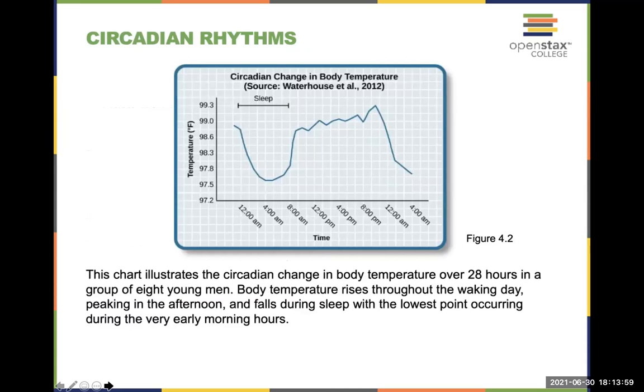And then this is a chart from the book that basically demonstrates the circadian rhythm, or the change in body temperature over 28 hours for, it says here, 8 young men. So they put all these data points together. And so you'll notice here, there's some data points that are slightly above 98.6, but they drop down as far as 97, let's just say somewhere in the 97.6 or 97.5 range, right? So you can see that that rhythm fluctuates throughout the day, and that is normal.